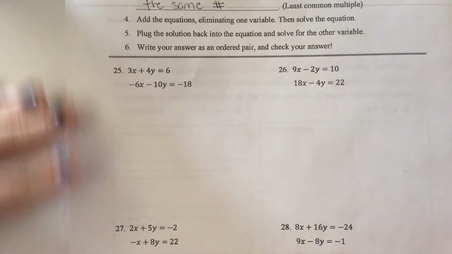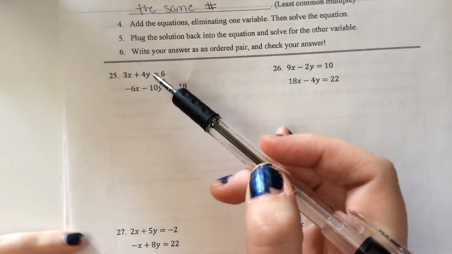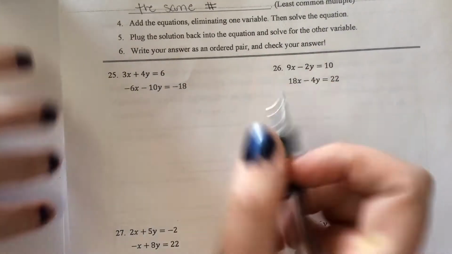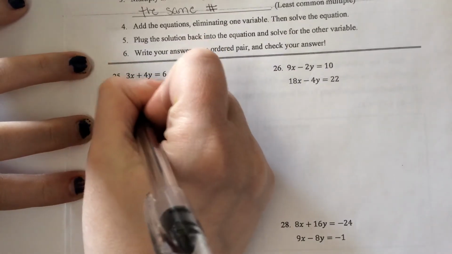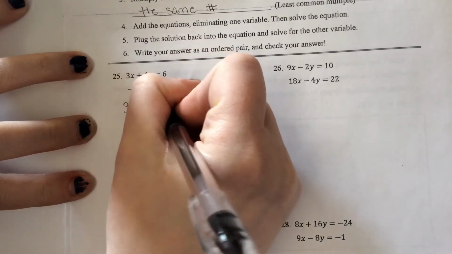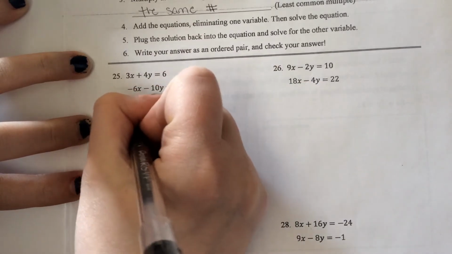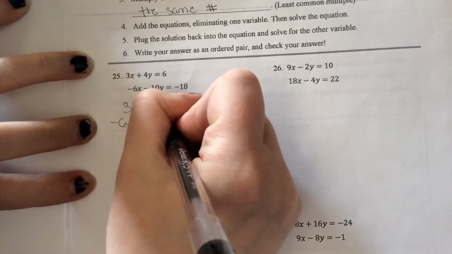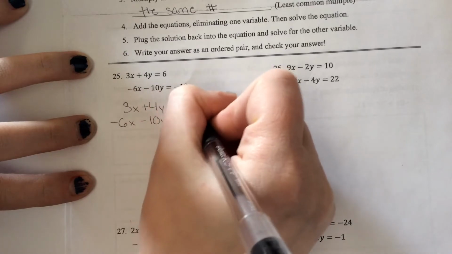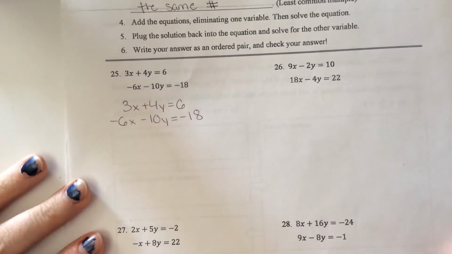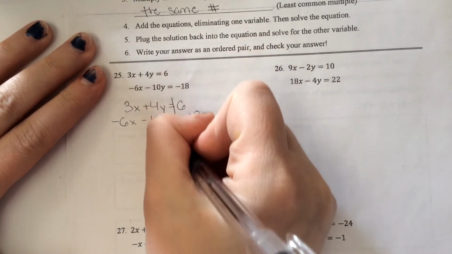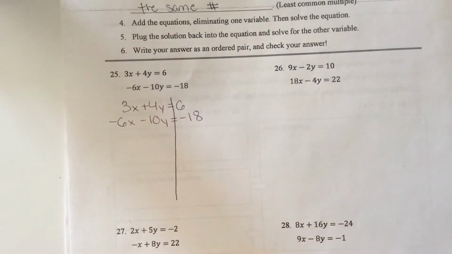So number 25, let's look here. Which variable, we have our x's and our y's. Ooh, this is not lined up very well. Let me rewrite this. 3x plus 4y equals 6, and negative 6x minus 10y equals negative 18. All right, that's a little better. Okay, so our equal signs are lined up. I like to draw a line down there.